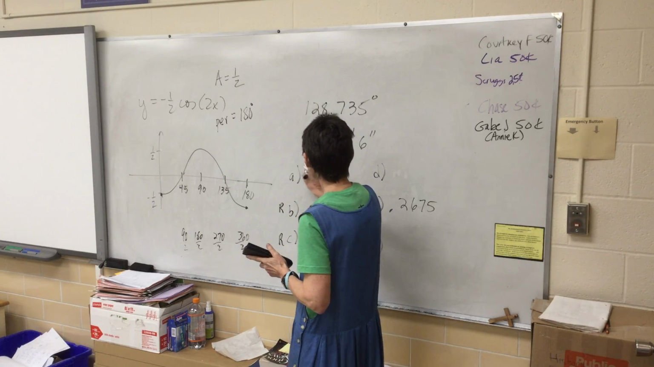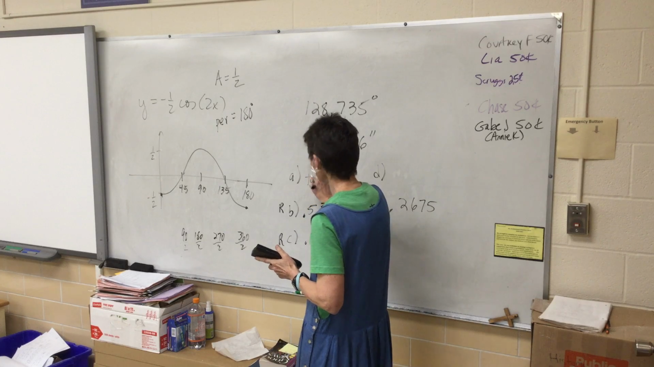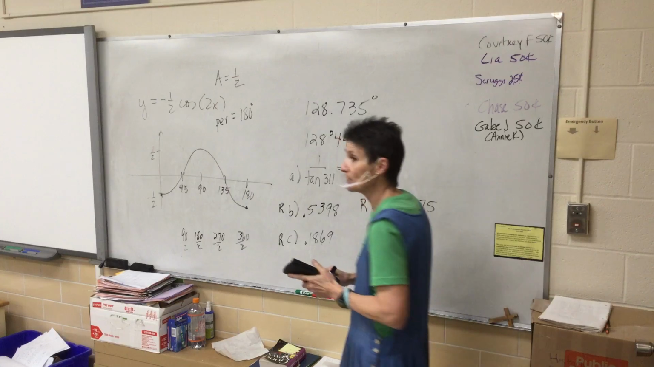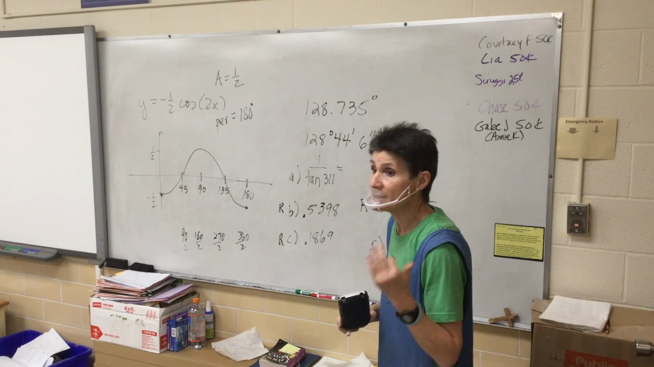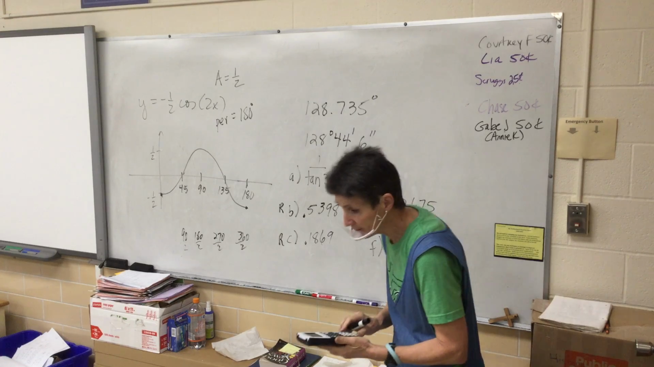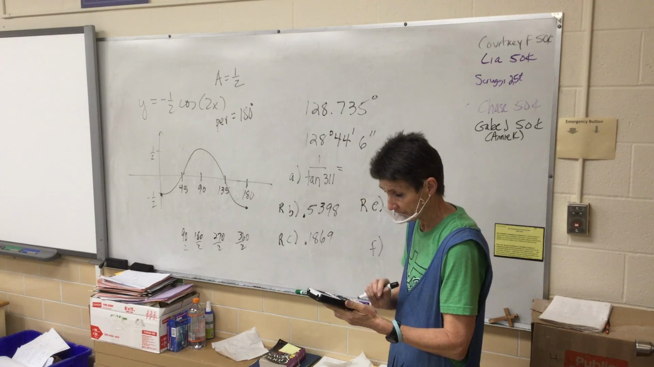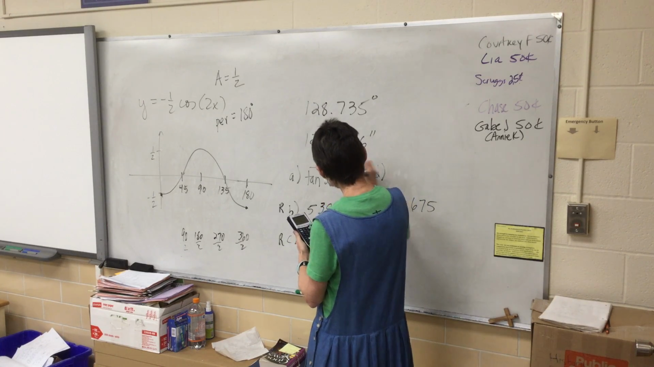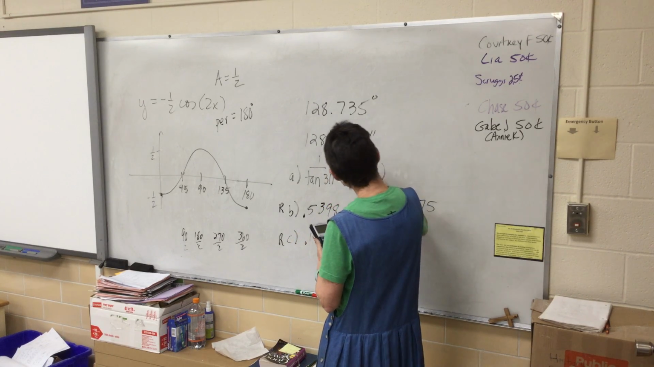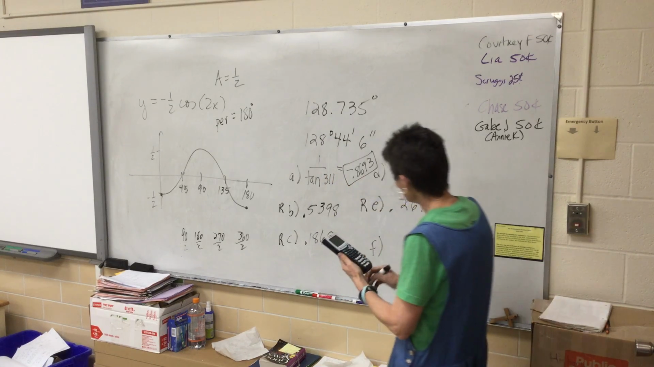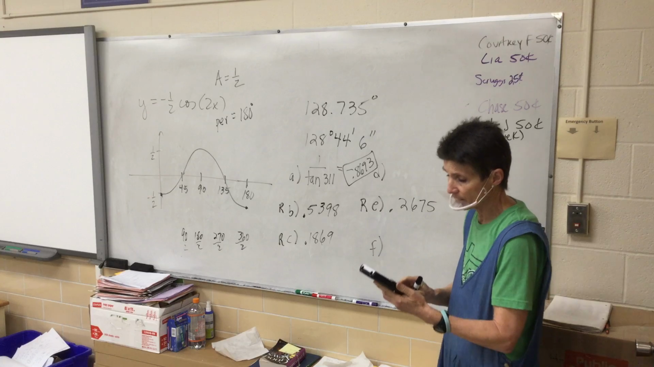Okay? Now, A is not so easy because I don't have a cotangent button. So I have to remember that I'm going to do 1 over tangent 311. That's how I do a cotangent. 1 divided by tangent, 311. Negative 0.8693.